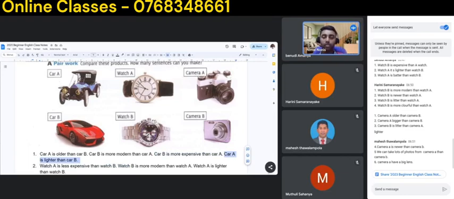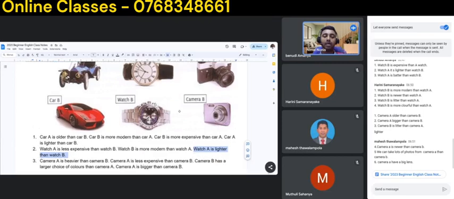Regarding watches, watch A is less expensive than watch B. Watch B is more modern than watch A. Watch A is lighter than watch B.